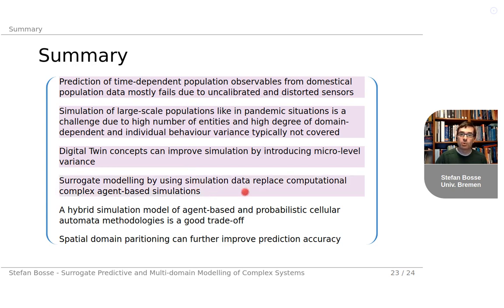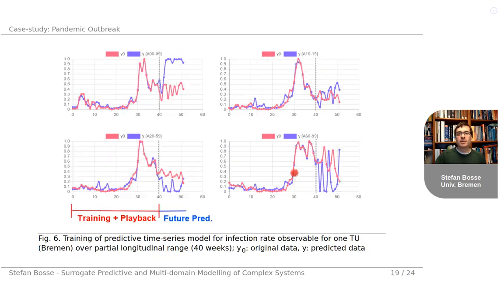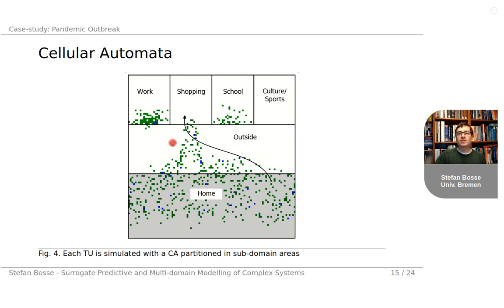Surrogate modeling using simulation data can replace computationally complex agent-based simulation. Here, the surrogate model was a very small neural network with about 10 LSTM cells. It's a very small neural network that can be computed by any microcontroller, in your watch or your smartphone, for example. So this computationally efficient model can be used to replace this complex simulation of thousands of single agents.